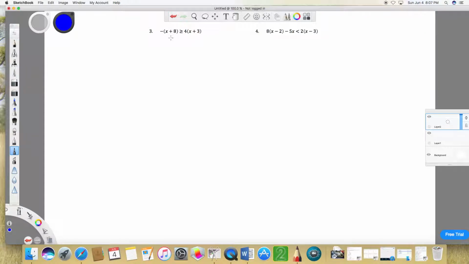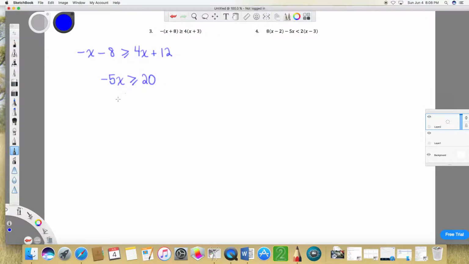On the left-hand side, I'm going to apply the distributive property and have the opposite of x minus 8 is greater than or equal to. I'm also going to apply the distributive property here on the right-hand side and get 4x plus 12. So I like to get the variables on the left-hand side. I'm going to subtract 4x from each side. That's going to give me a negative 5x, and that's greater than or equal to. I'm going to add 8 to both sides and get 20.